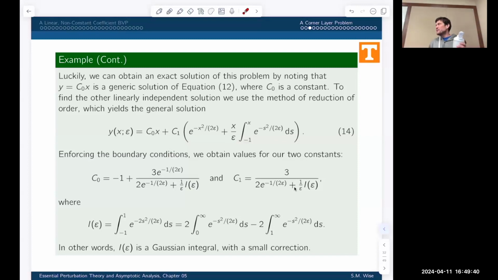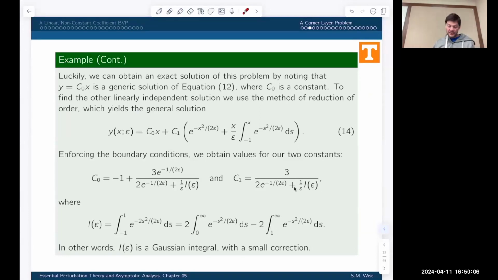And I claim it's linearly independent. How do I know that? Well, you've got an exponential here and something else here. It looks like pretty good chances that it's going to be two linearly independent solutions. But now, that's the solution to the ODE. It's not a solution to the problem. How do I find a solution to the problem?